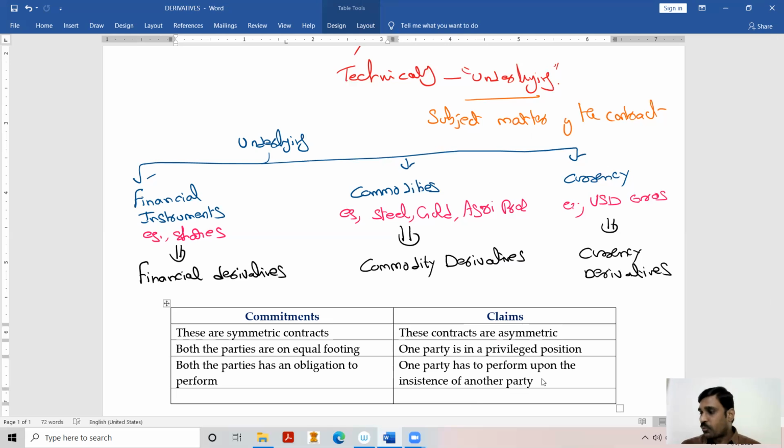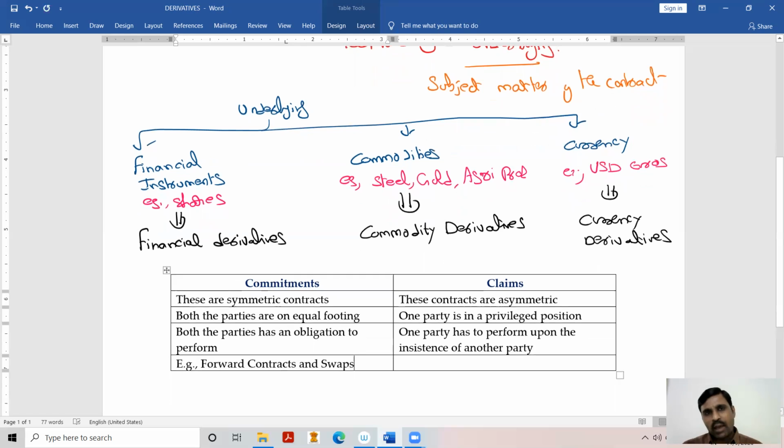Popular examples of commitments are forward contracts and swaps. People also discuss futures and all those things. Futures are a variant of forwards. In fact, swaps are also variants of forwards. So better to take forward contracts.